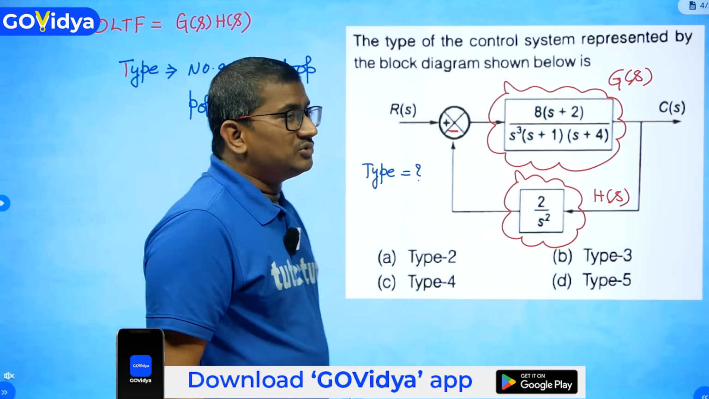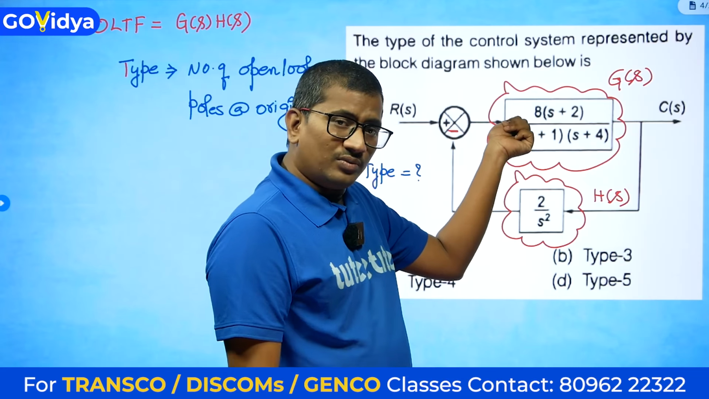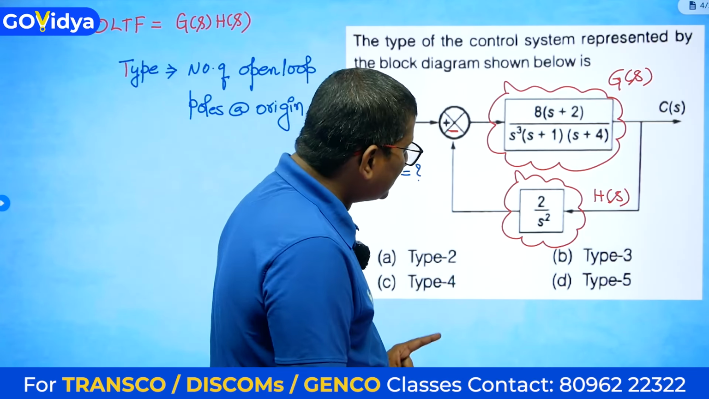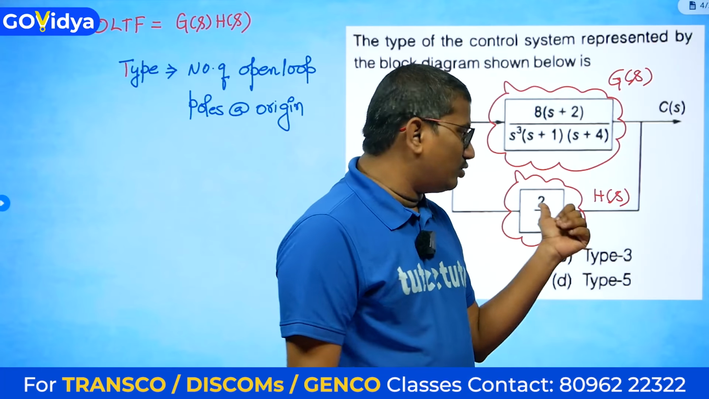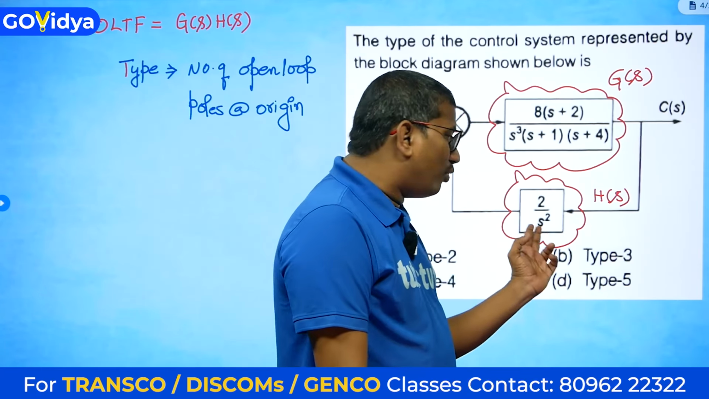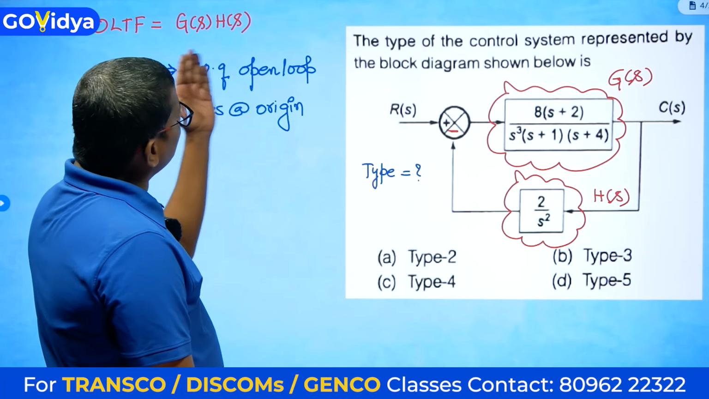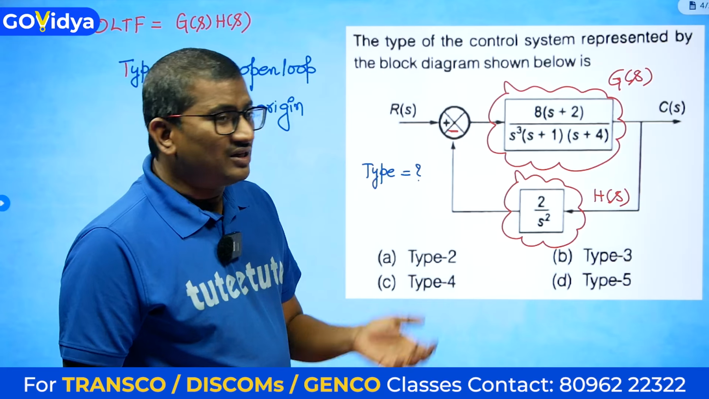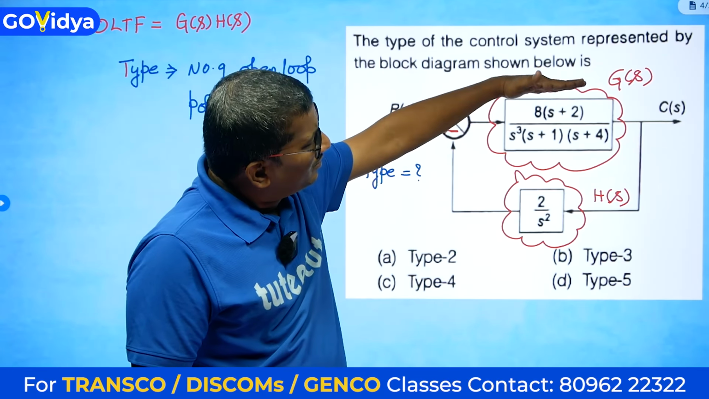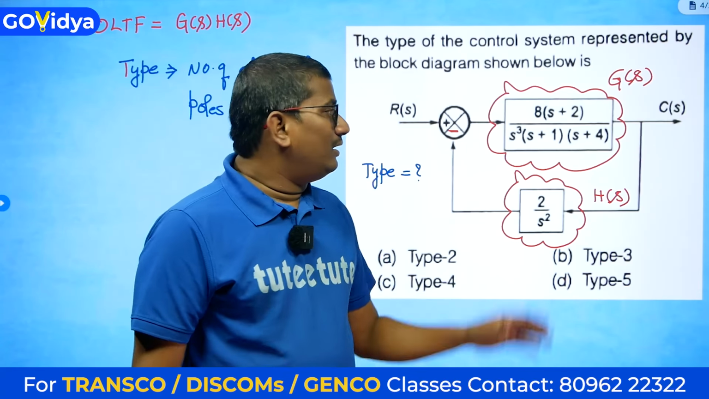Generally, the majority of people think that the number of poles at origin is 3 because it is S cube. But the important thing which we forgot is that the feedback element is not a constant value. It also has 2 poles at origin. I told you GSHS, because our objective is the number of open loop poles lying at origin, so we are not bothered about the numerator. Always I will focus on the denominator.